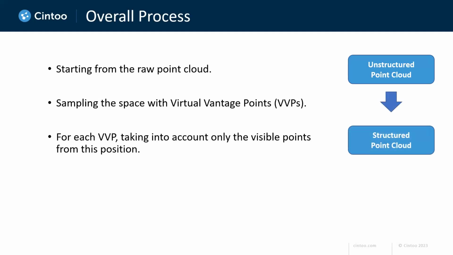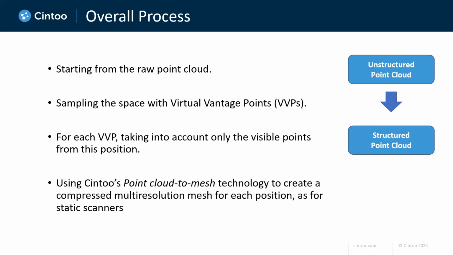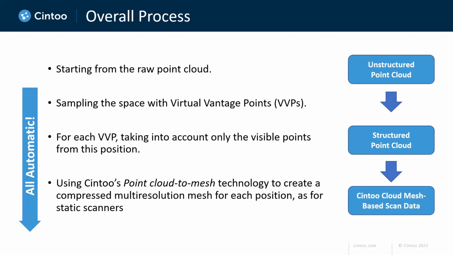And from this structured point cloud, we apply the same Cintoo core technology, which is a point cloud to mesh, to create this compressed multi-resolution mesh for each position as for static or mobile scanner. And this is where you get your Cintoo Cloud mesh-based scan data. And of course, this is all automatic. The user has nothing to do to get that.